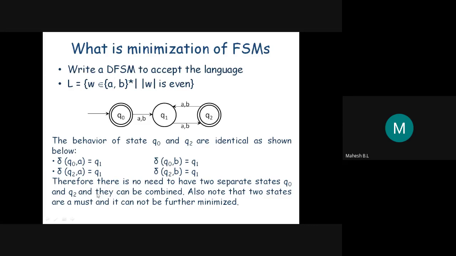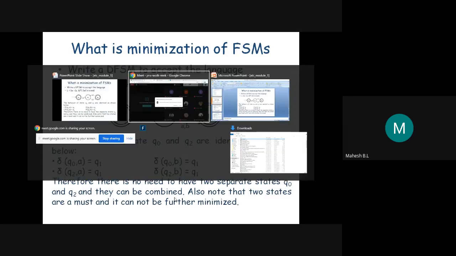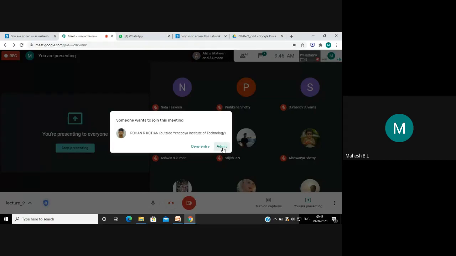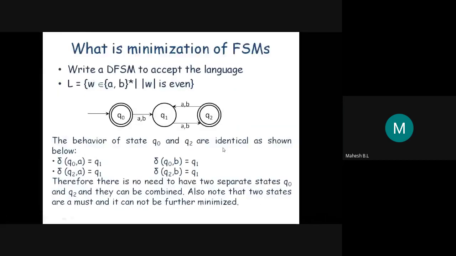Also note that two states are a must. That is, one initial accepting state and one rejecting state are a must. So two states are a must and it cannot be further minimized. So this is what you mean by minimization.